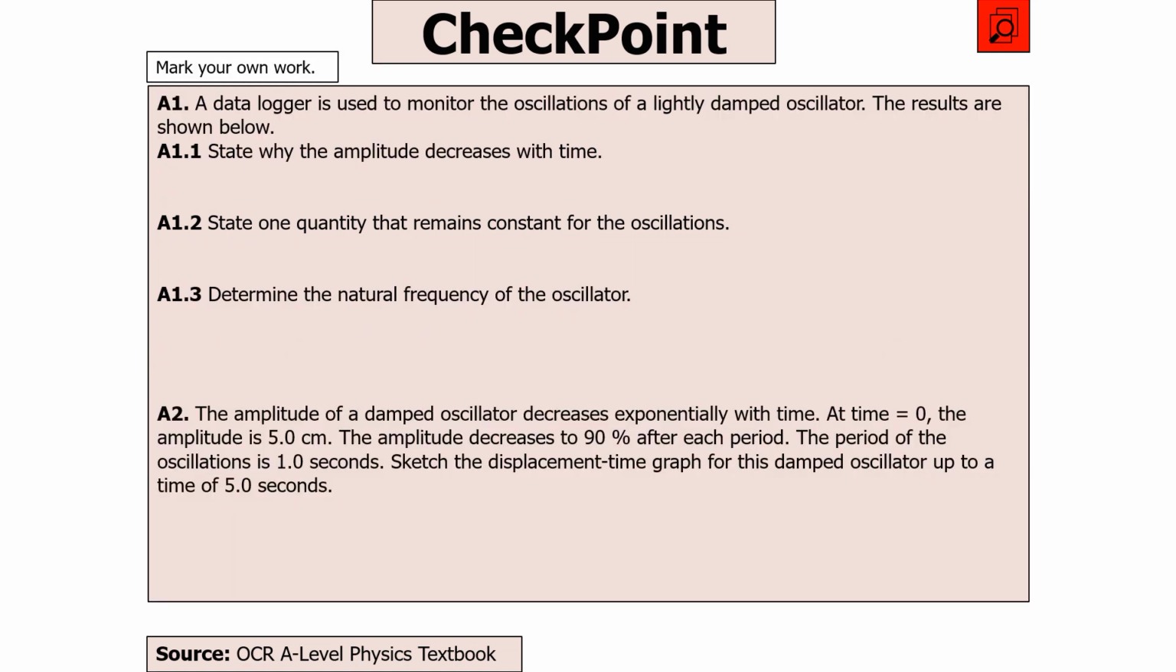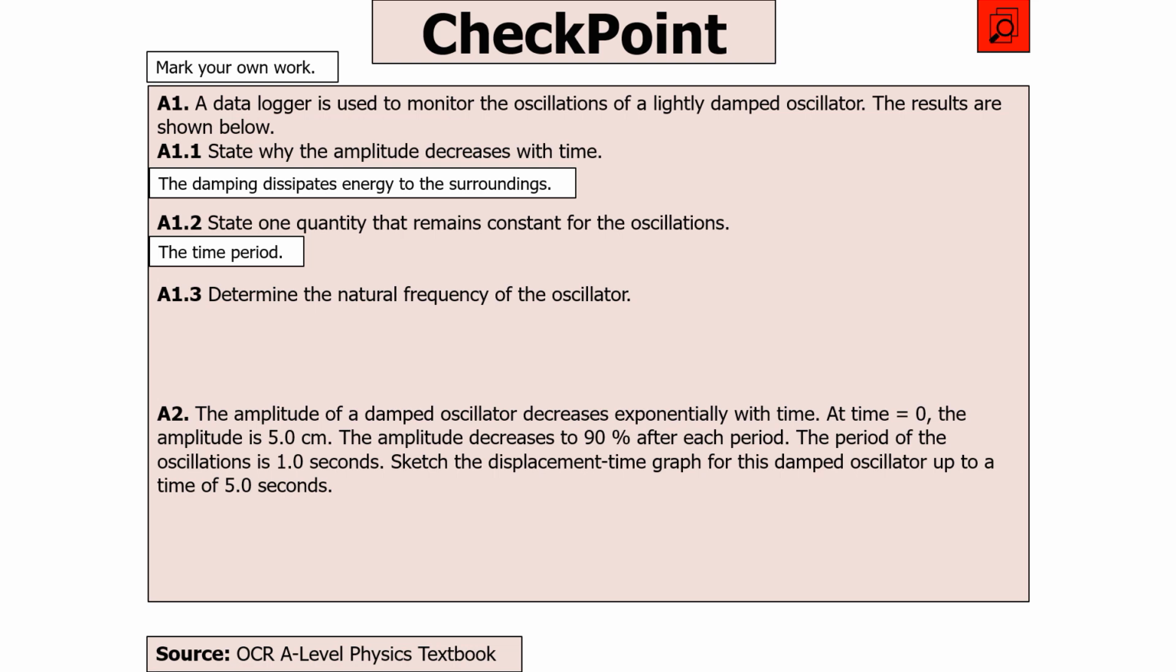Right, amplitude will decrease with time because damping will dissipate energy out of the system and towards the surroundings, decreasing the amplitude. What stays constant when you have damping? It's the time period. Now, if you look on the graph, the time period is 1 second, and frequency is 1 over time period, so it's 1 over 2.0, which is 0.50 hertz.